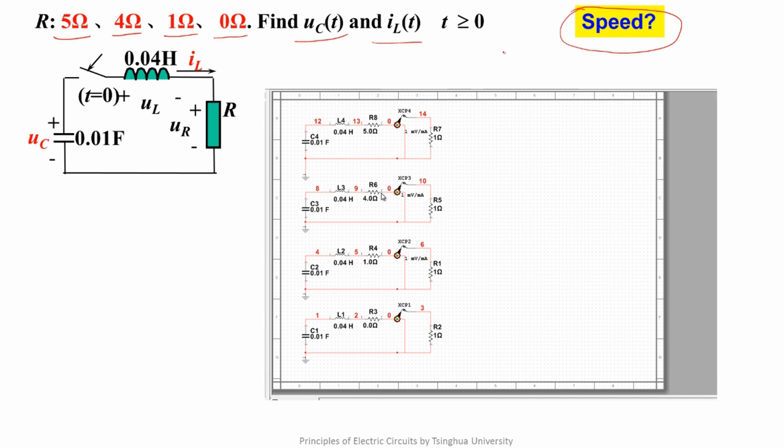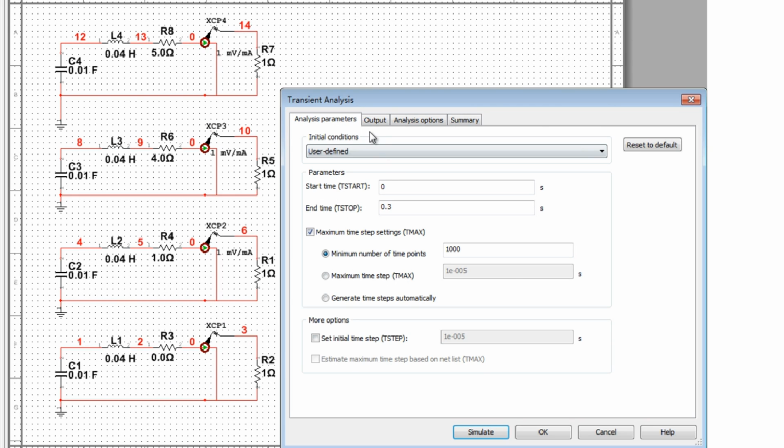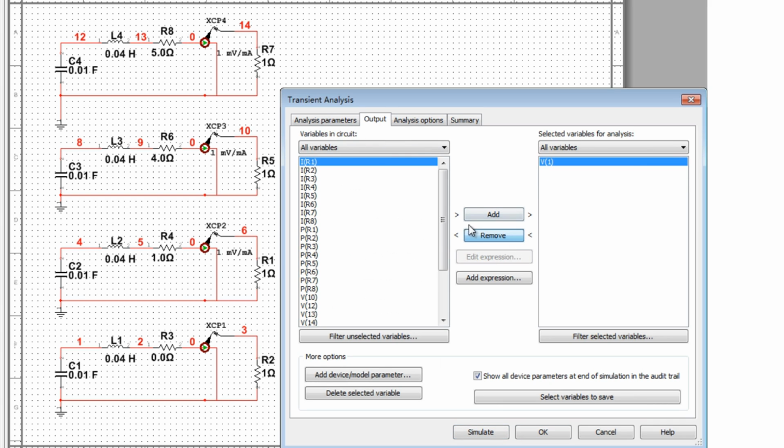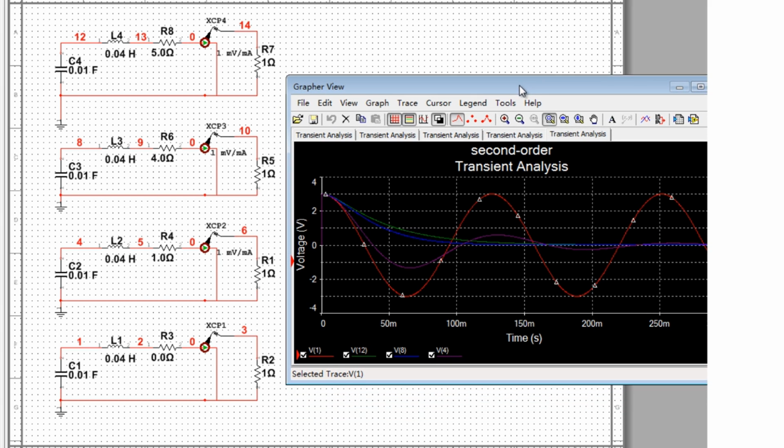In order to compare the change speed of the capacitor voltage in case of overdamping, critical damping, underdamping, and no damping, we need to give the voltage nodes of 12, 8, 4, and 1 at the same time. We simulate it. The green line is overdamping, the blue line is critical damping, the purple line is underdamping, and the red line is no damping.